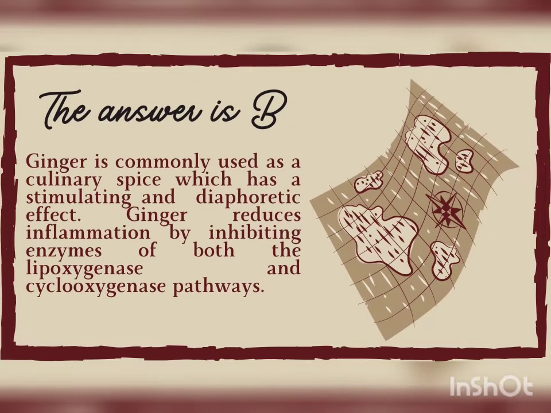The answer is B. Ginger is commonly used as a culinary spice, which has a stimulating and diaphoretic effect. Ginger reduces inflammation by inhibiting enzymes of both the lipoxygenase and cyclooxygenase pathway.